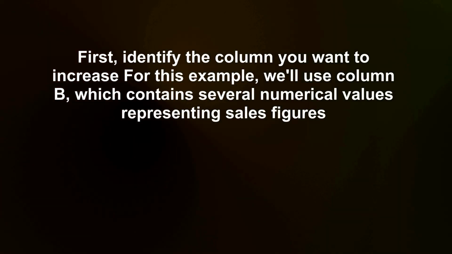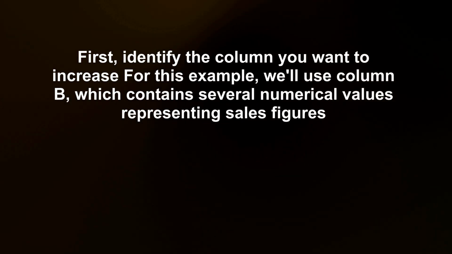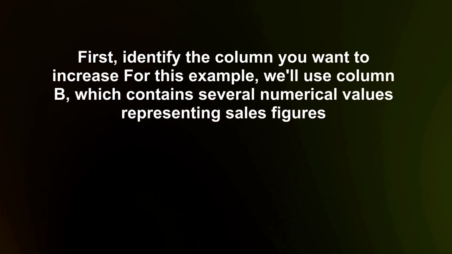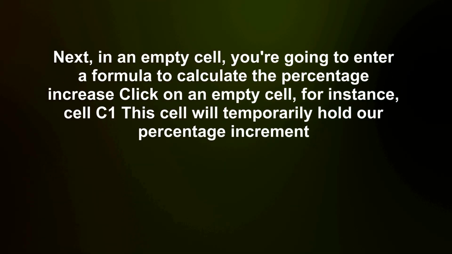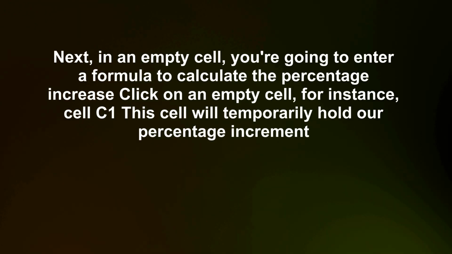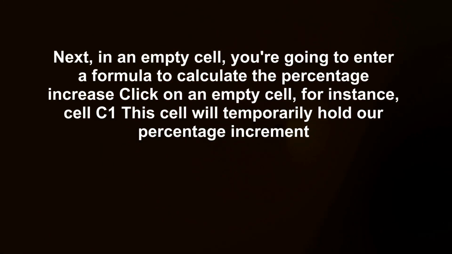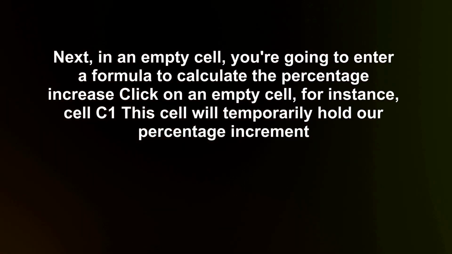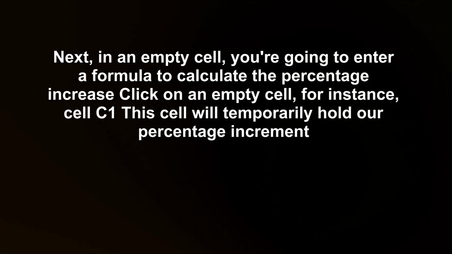For this example, we'll use column B, which contains several numerical values representing sales figures. Next, in an empty cell, you're going to enter a formula to calculate the percentage increase. Click on an empty cell, for instance, cell C1. This cell will temporarily hold our percentage increment.